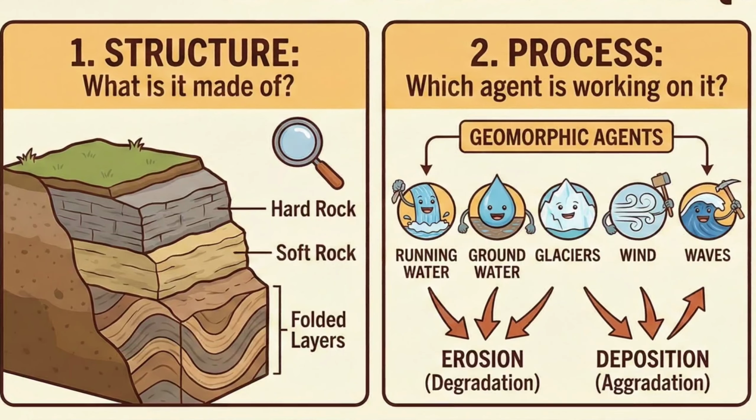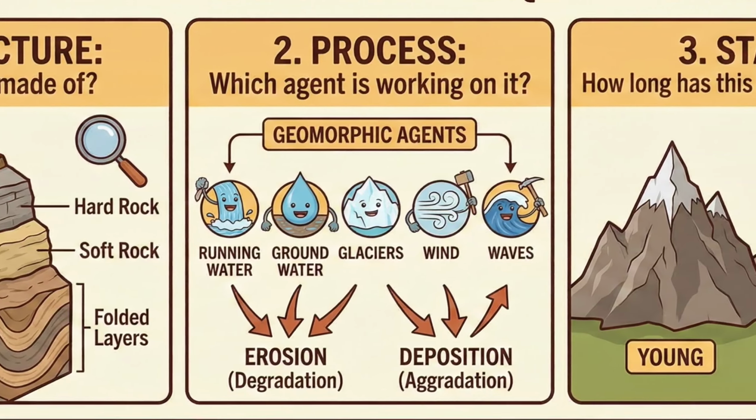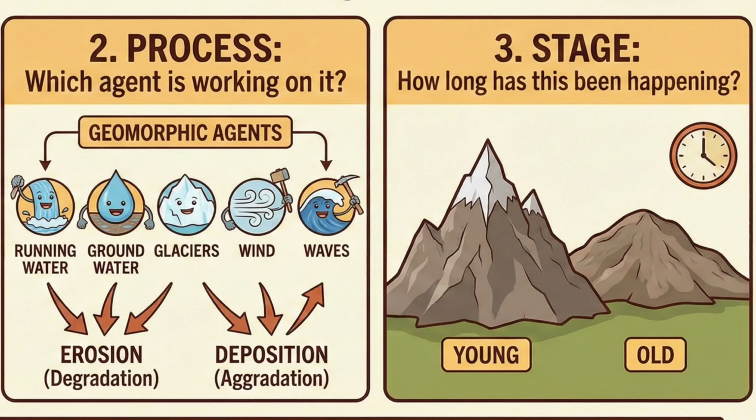1. Structure. What is it made of? Is the rock hard or soft, folded or faulted, permeable or impermeable? 2. Process. Which agent is working on it? Is it the chemical touch of groundwater or the brute force of a glacier? 3. Stage. How long has this been happening? Is the landform young and jagged or old and rounded?